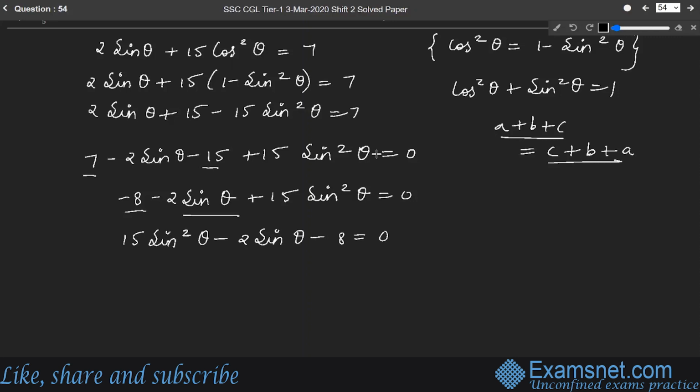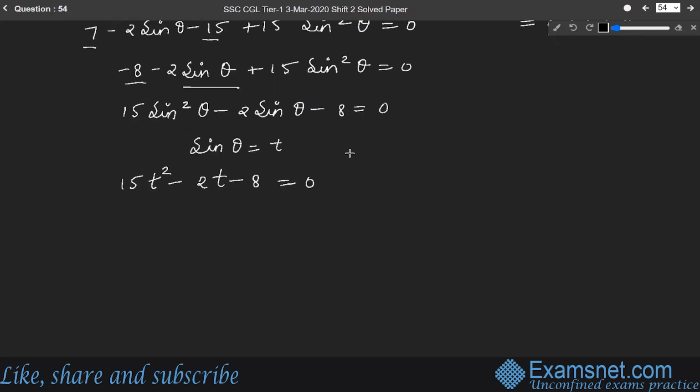Now to simplify it more, let us put sine theta is equal to t. If sine theta is t, then this equation changes to 15t square minus 2t minus 8 is equal to 0. Now what we have to do is we have to find the value for t. What is t? T is sine theta. Means we have to find the value for sine theta. So now how we will get the values for t here? We have to use splitting the middle term method here to find the values of t.